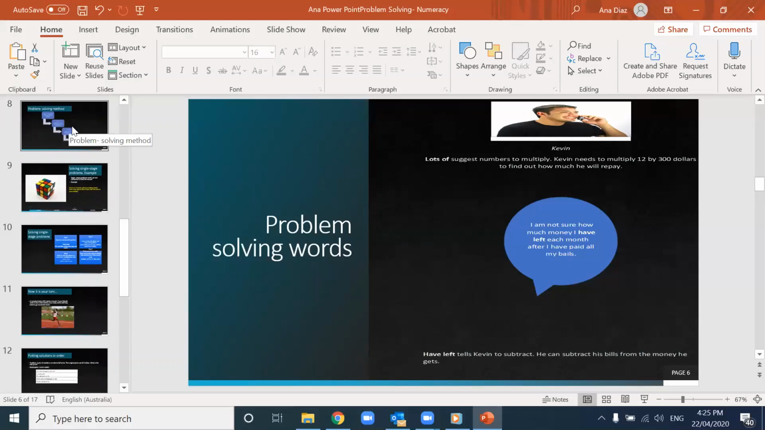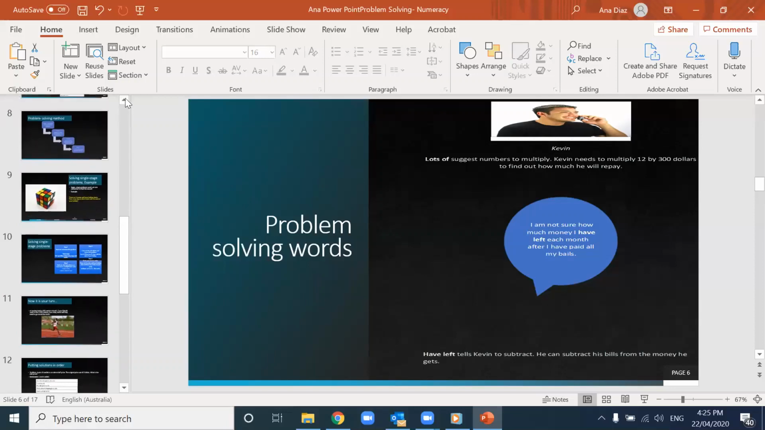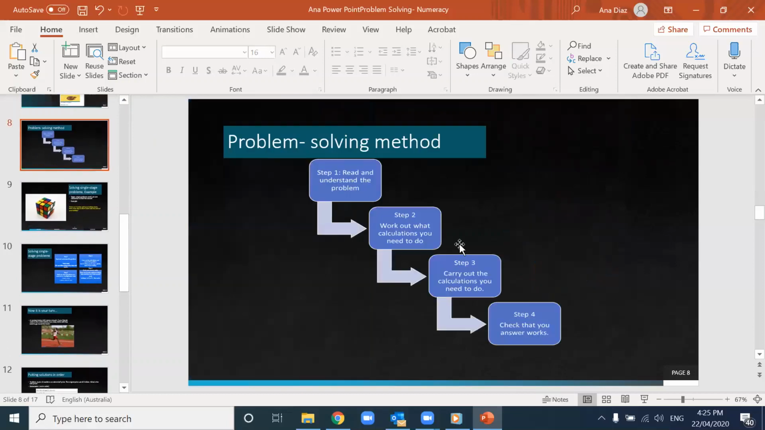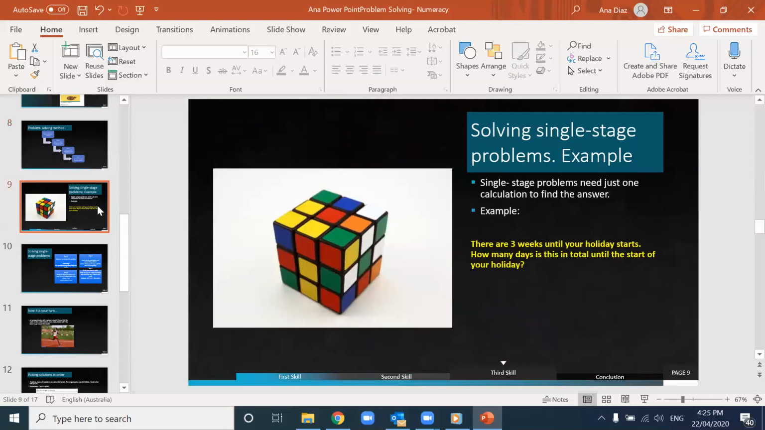Let's move on, and I'm going to skip one slide because it's not relevant, it's just a bit repetitive. So let's move on to problem solving method. I want to introduce you to a 4-stage method that consists of step one, reading and understanding the problem. Step 2, work out what calculations you need to do. Step 3, carry out the calculations that you need to do. Step 4, check that your answer works. So if your answer is okay. And I show you a quick example here.